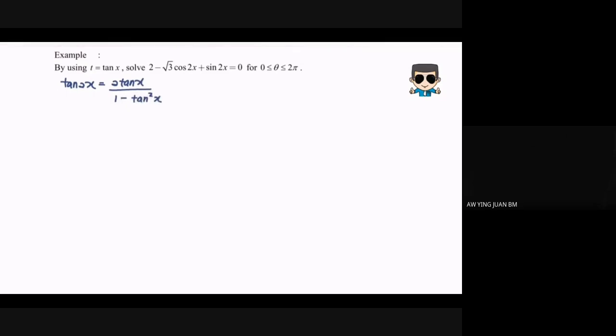The question asks us to substitute tangent x as t. So tangent 2x will be equal to 2t over 1 minus t squared. By referring to the Pythagoras theorem of the right angle triangle, we know that sin 2x will be equal to 2t over 1 plus t squared, and cos 2x will be 1 minus t squared over 1 plus t squared.